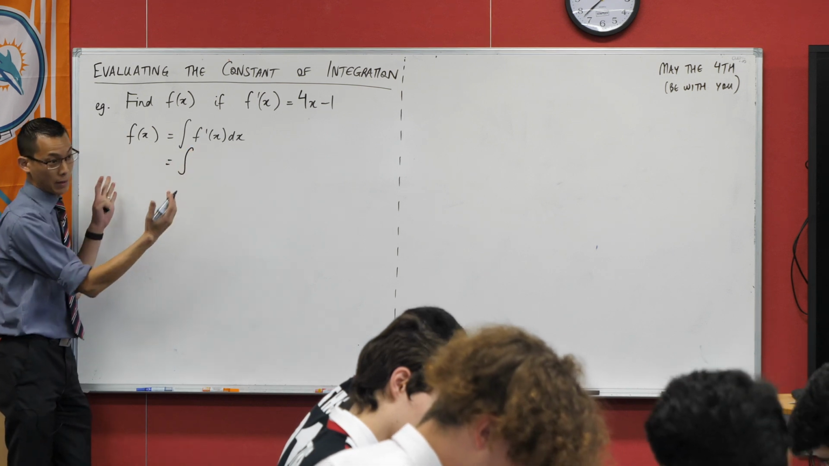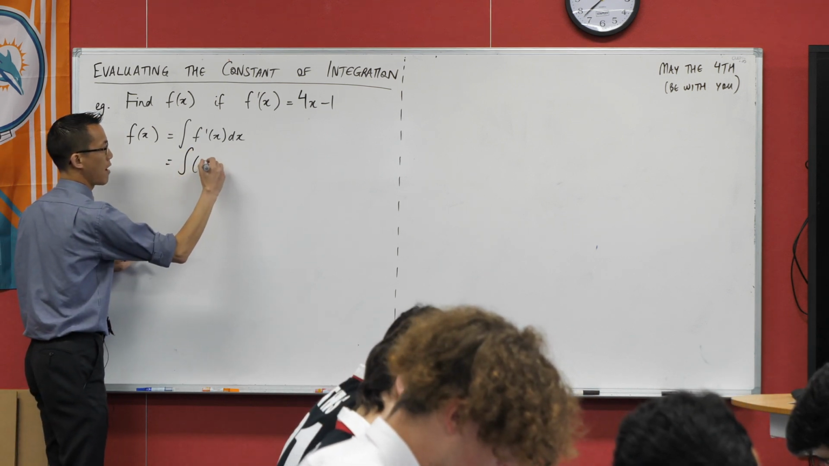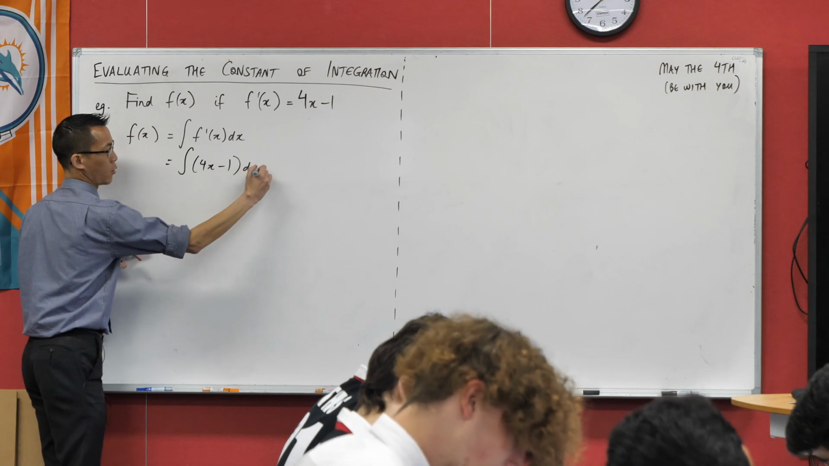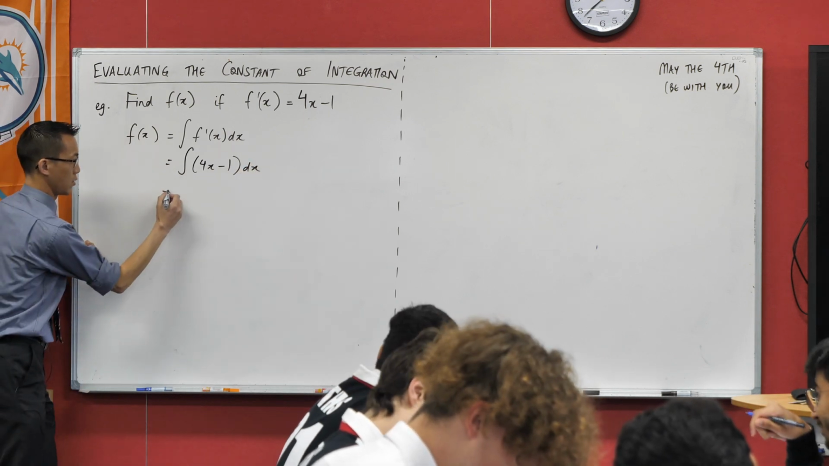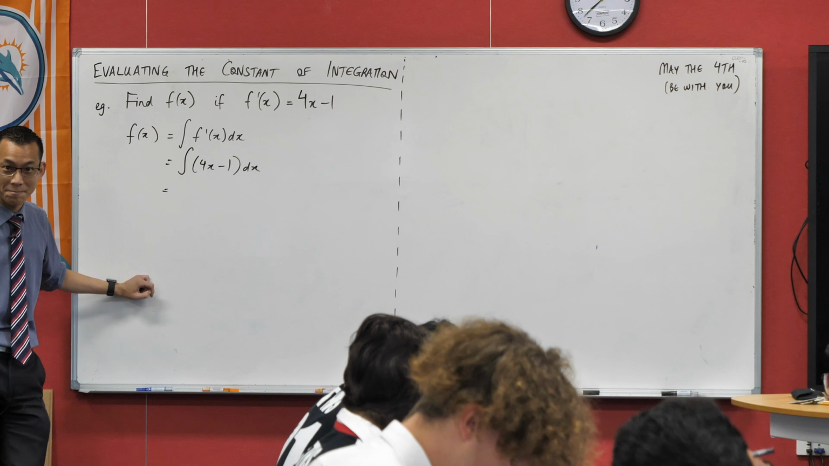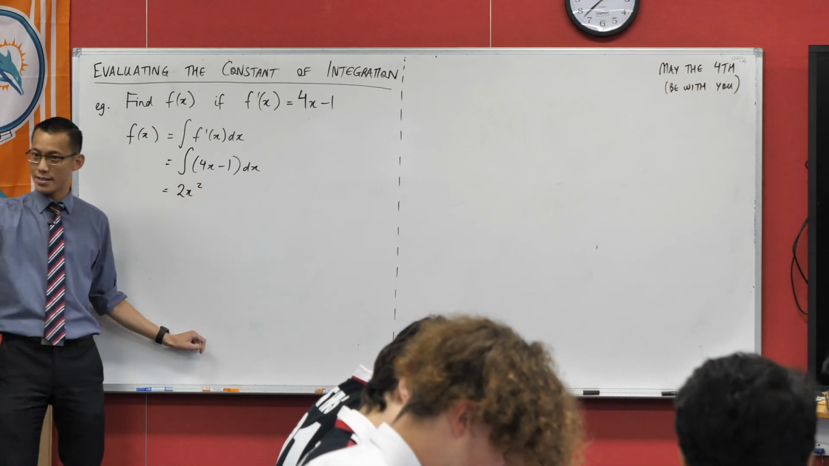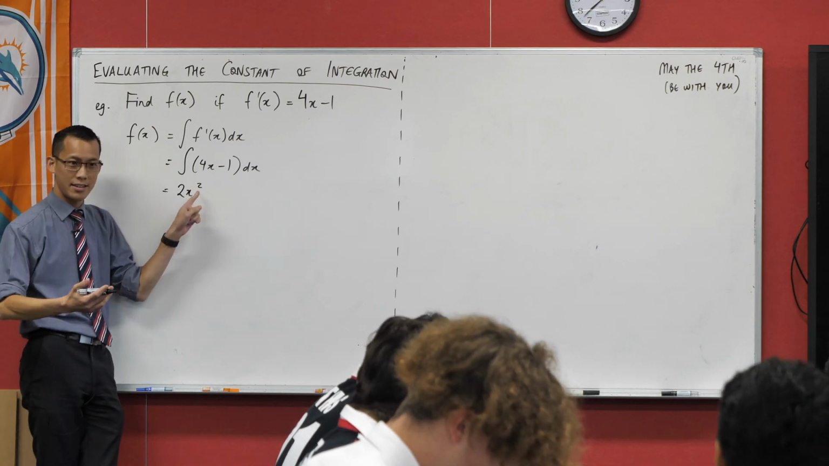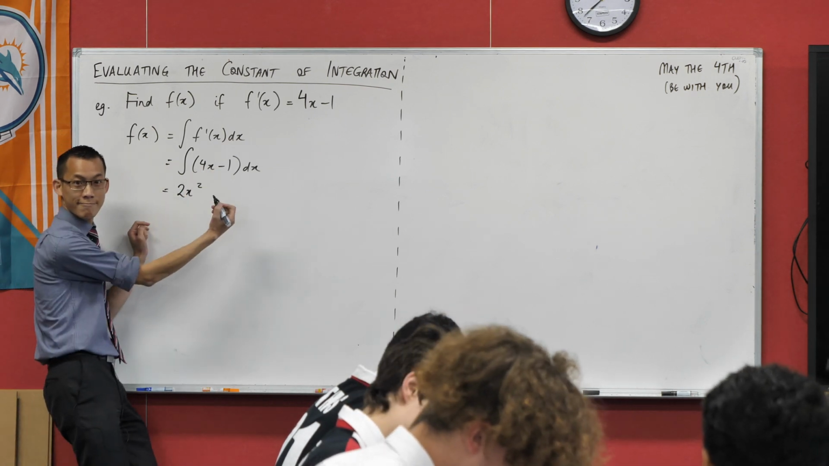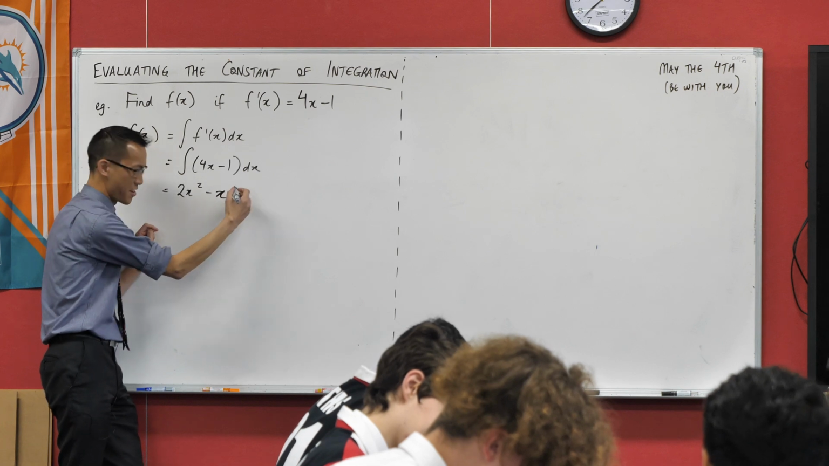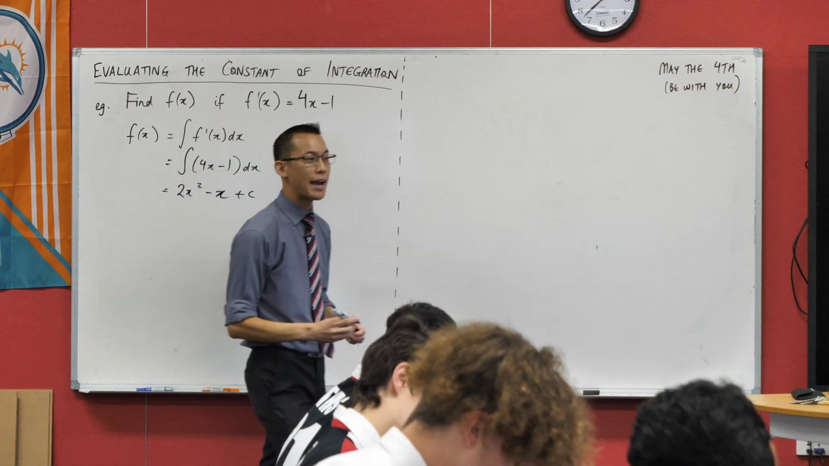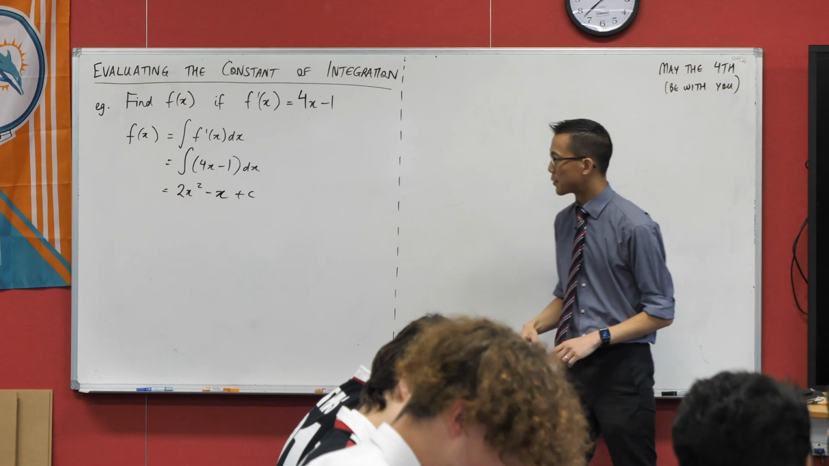This is not a complicated thing to integrate. I've got 4x minus 1 with respect to x. So go ahead, help me out. What do I get? 2x squared, because I raised that index, I divided by that index. 4 goes into 2, and then? Wonderful. So there's my indefinite integral, no problems.